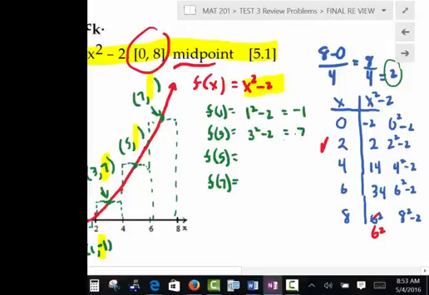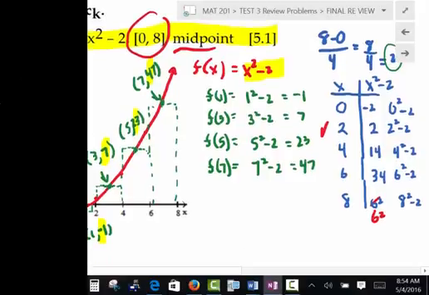That looks right. f of 5 is going to be 5 squared minus 2. 25 minus 2 is 23, so we fill that in. And then the last one, f of 7, is 7 squared minus 2. That's 49 minus 2, so that's going to be 47. Now I'm ready to finish it up, and it's very simple to finish up. Let's see if you've got any questions about what I've done. Is everything good?